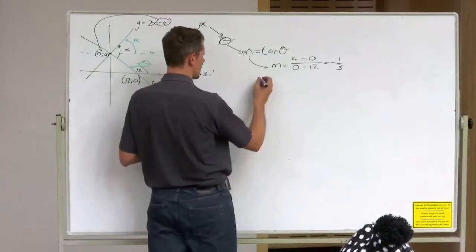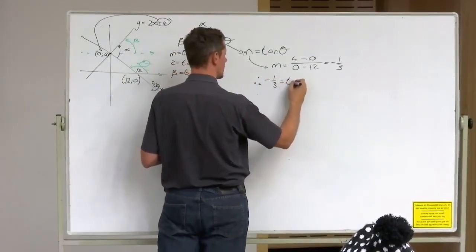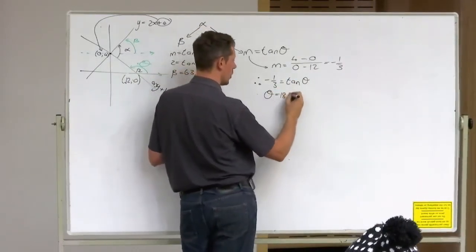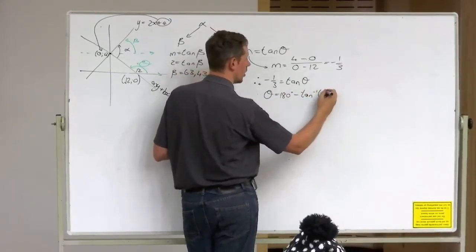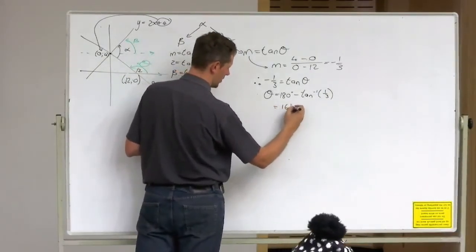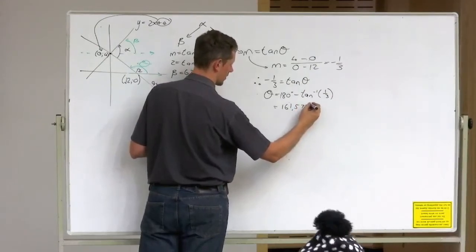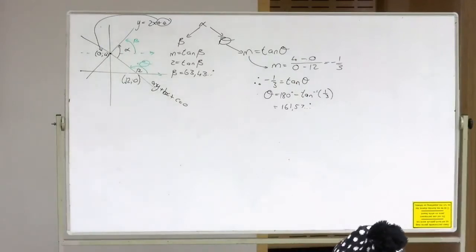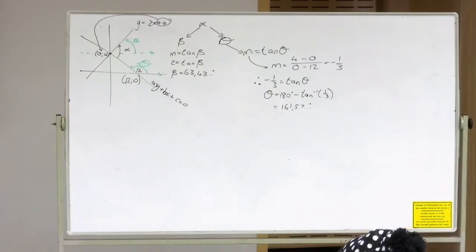So this means, therefore, negative 1/3 is equal to tan of theta. So theta is 180 minus arctan of 1/3. This gives me about 161,57. Okay? I just know this because I'm awesome, okay? No, it's just because I've done this thing like 100 times.